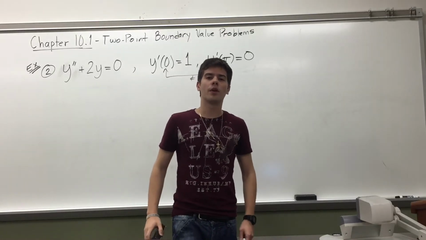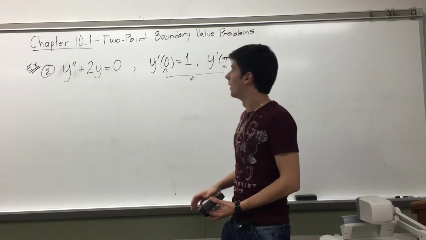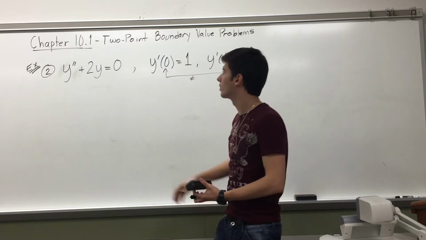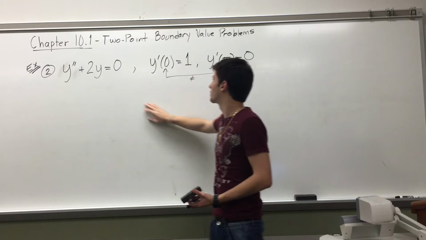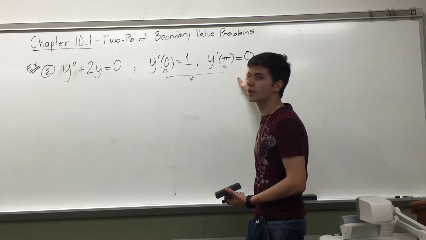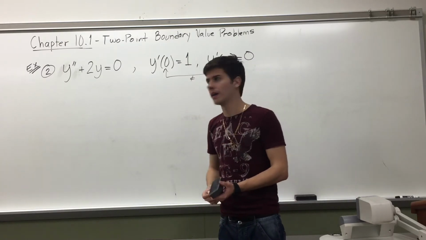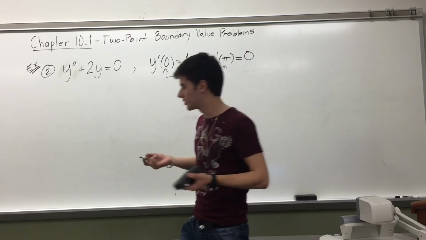So let's continue for more examples from the book. We have question number 2 here. We have this differential equation, y double prime plus 2y is equal to 0, and we're given these initial conditions. We start off by writing out our characteristic equation.